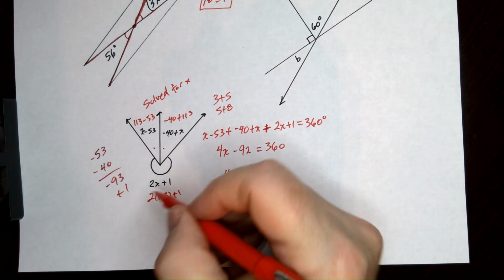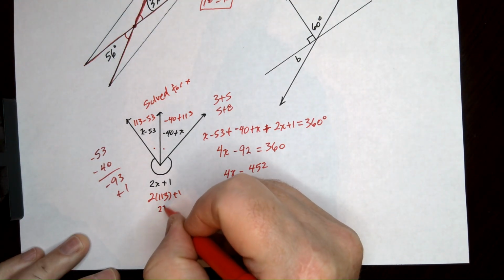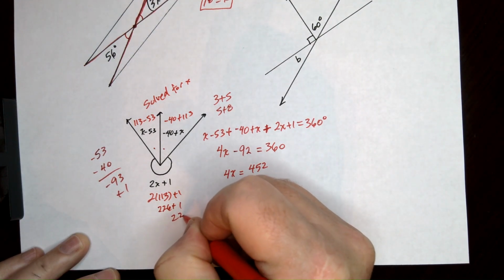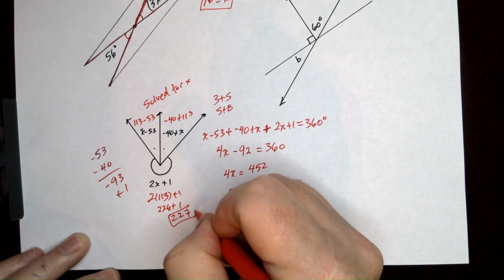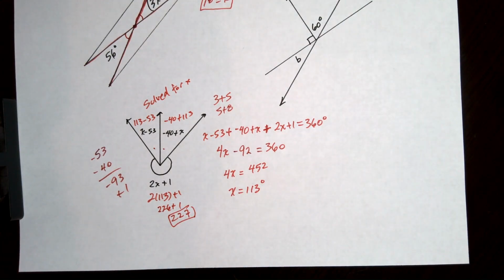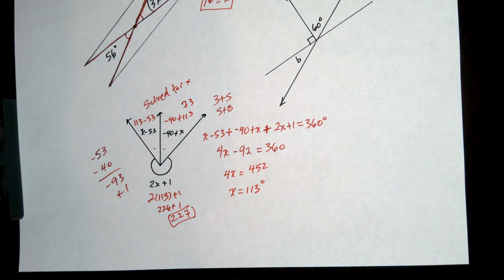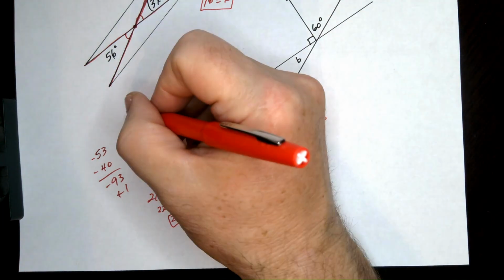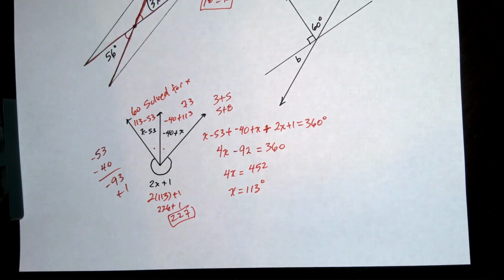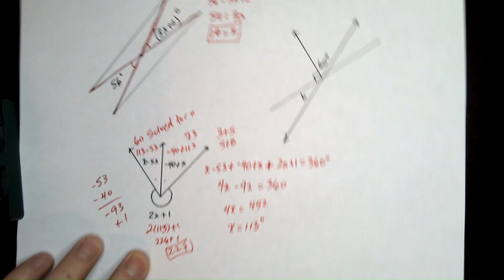So what is that? 226 plus 1 is 227. That would be that angle right there. And let's see, 113 minus 40, that's going to be 73. And 113 minus 53 is, of course, 60. So that's how that works. All right, let's see one last one.